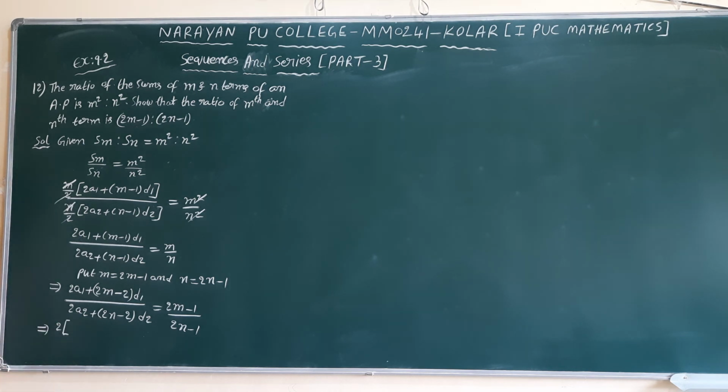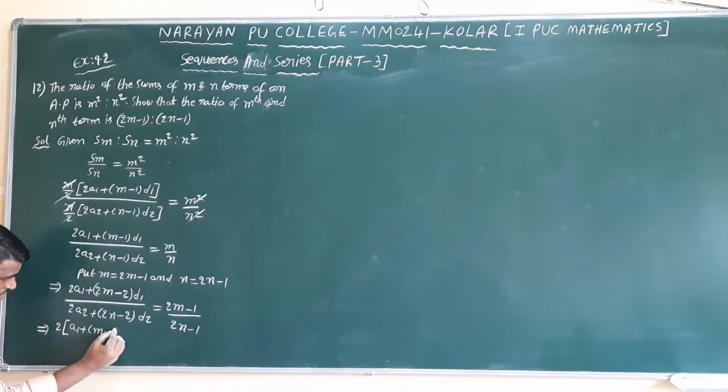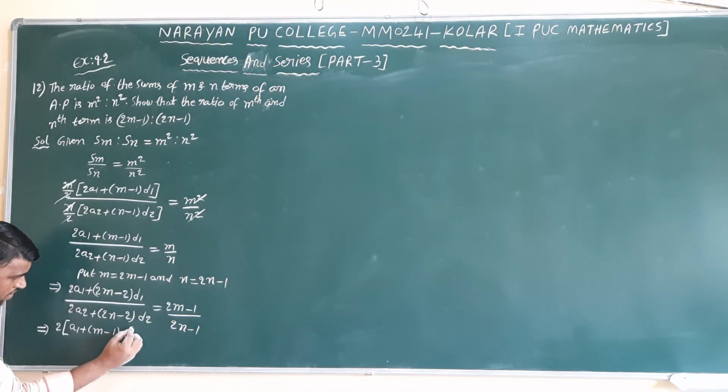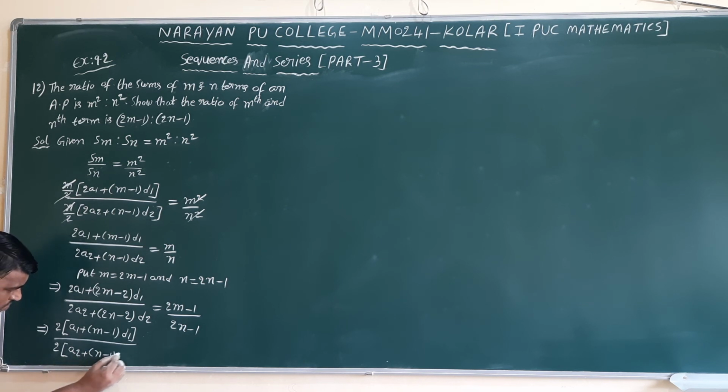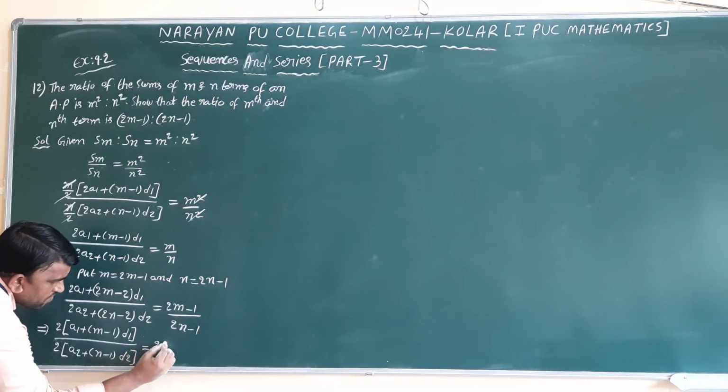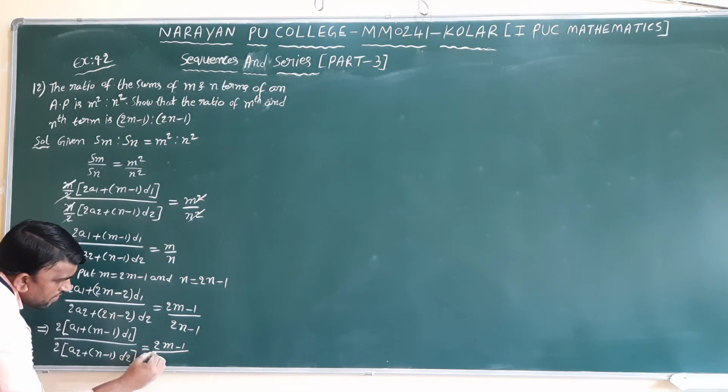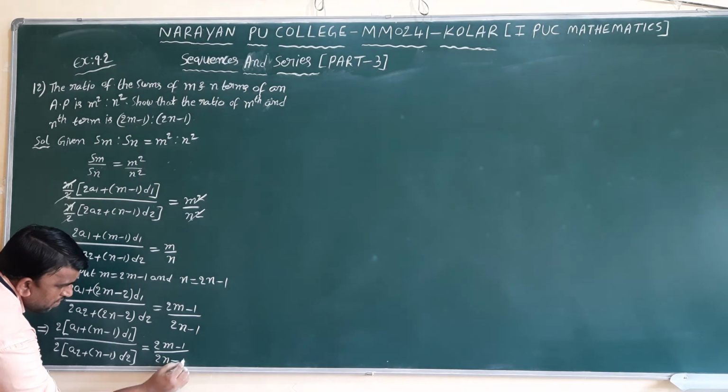In the numerator we can take 2 common: a1 plus (m minus 1) d1. From the denominator also we can take 2 common: a2 plus (n minus 1) d2, is equal to (2m minus 1) divided by (2n minus 1).